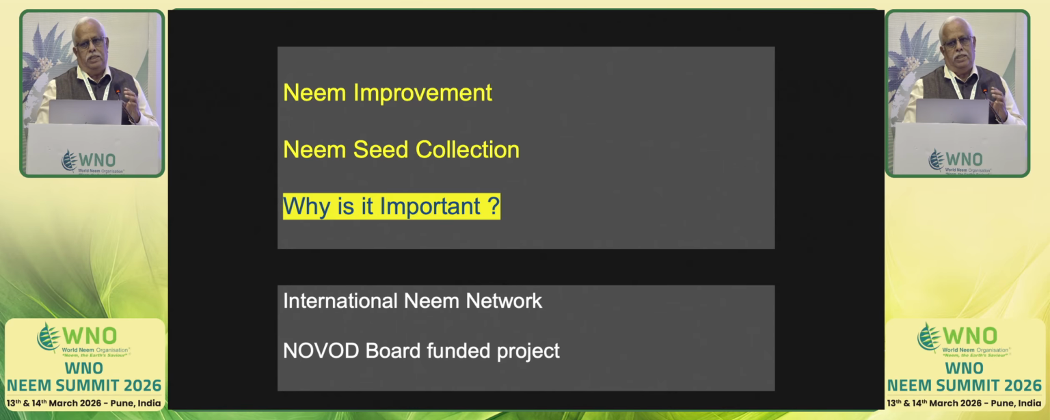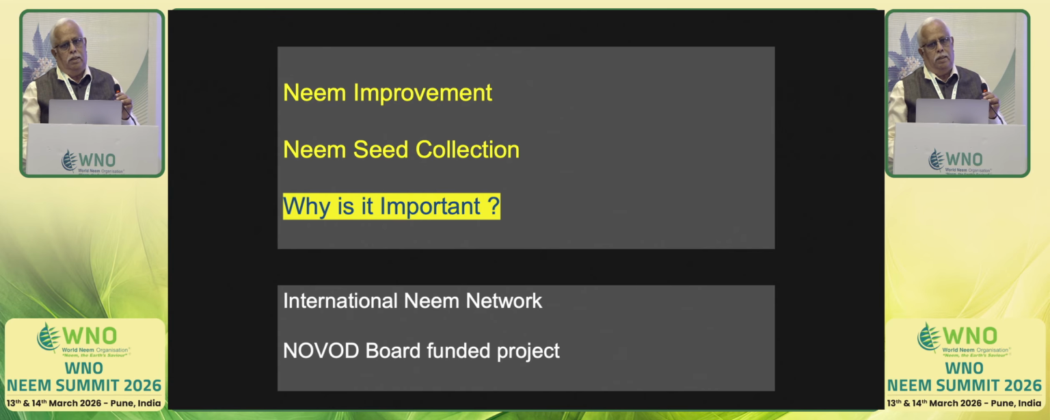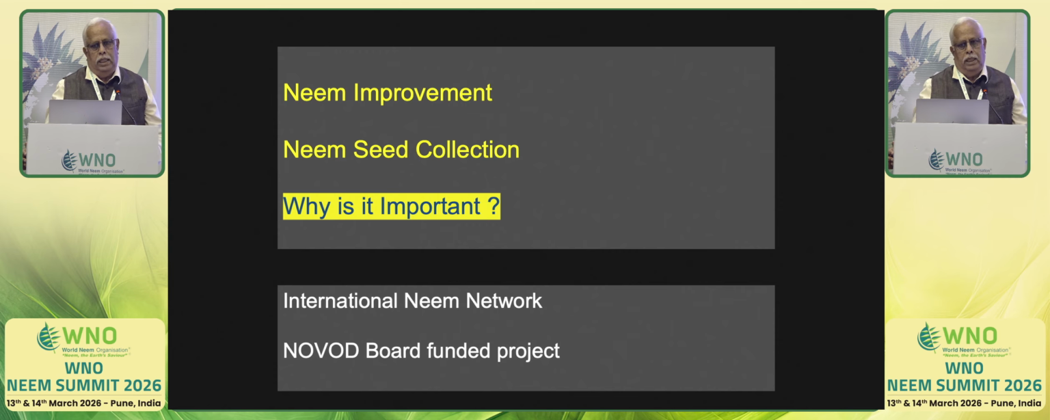For example, if it is a teak tree, we know that it is a timber tree, it has to be straight and it has to be big in size. Whereas in the neem tree, what parameters do you have to take?